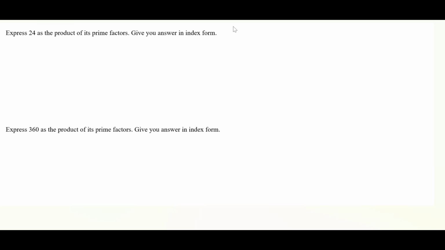Taking a look at the first question, we need to express 24 as the product of its prime factors, so we need to do a factor tree for 24. Now, two numbers that multiply together to give us 24 can be 2 and 12. 2 is a prime number, so we circle. Two numbers that multiply to give us 12 can be 3 and 4.